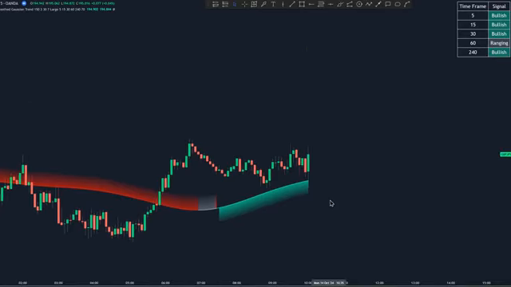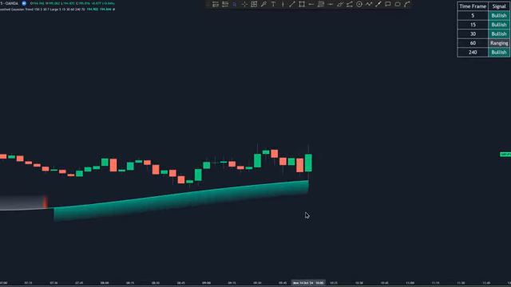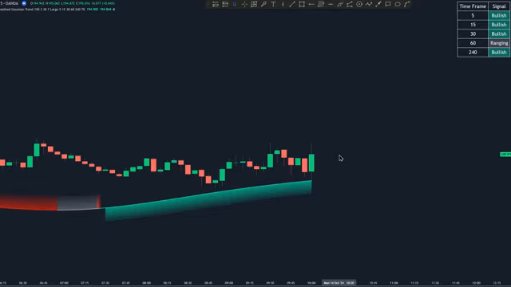Condition number 2 is to look for a pullback. You do this by waiting for the price to come all the way back and touch the Gaussian band without closing below it. It can touch the band with the wick, it can open inside of it, or it can even close inside of it, but it must not close under it. Here we can see that this bullish candle touched the band with the wick, giving us our pullback.